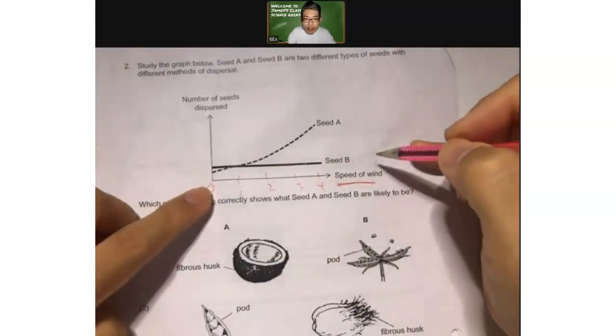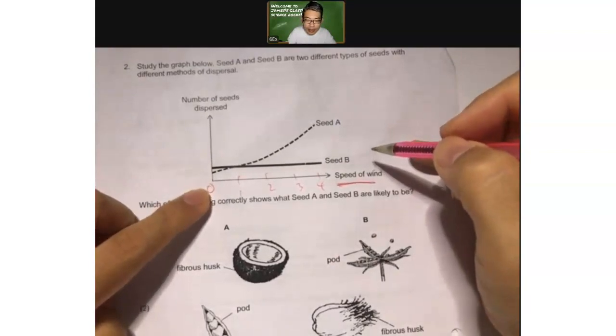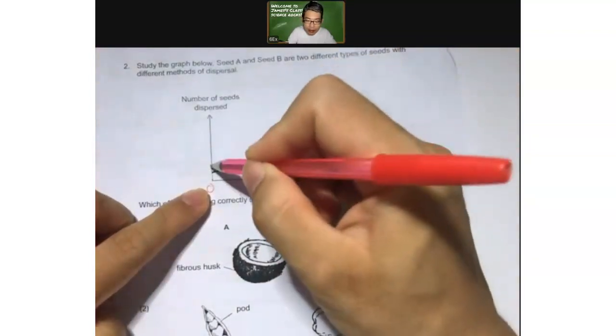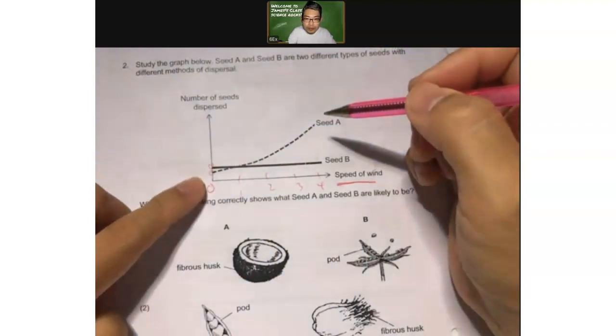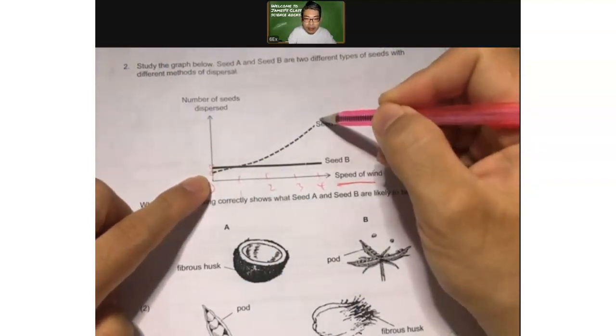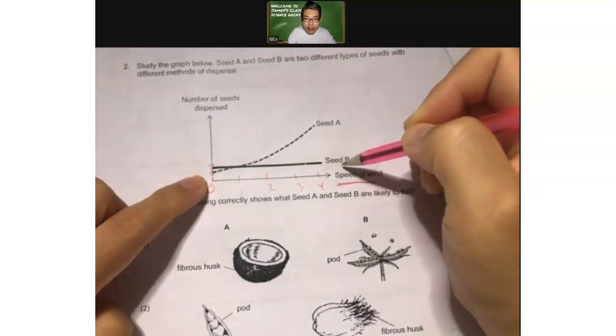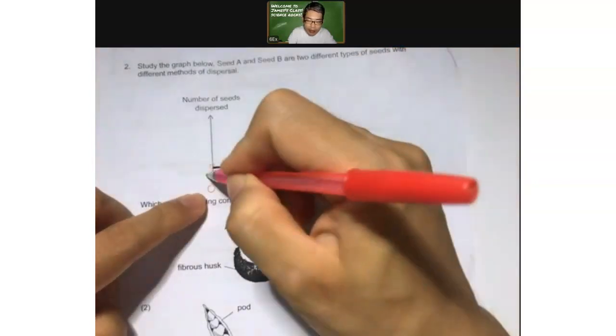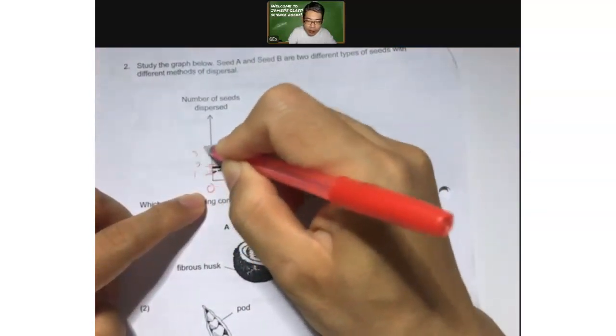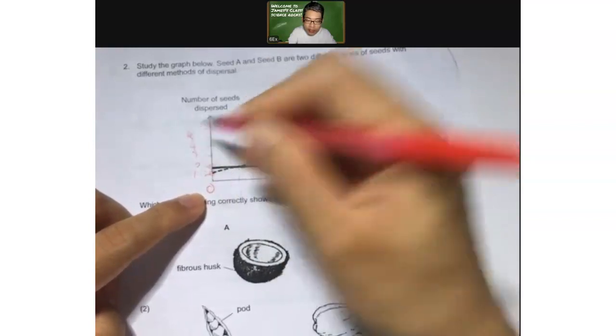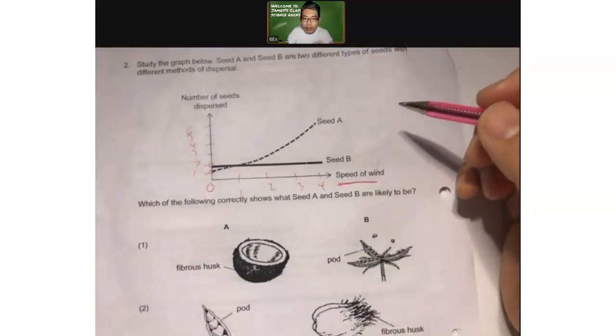If the speed of wind is 0, then they disperse the seeds. Number is nearby a few. For seed A is this number. For seed B is slightly more than seed A. Let's say I give some random number again: 1, 2, 3, 4, 5, 6. Just for us to understand better what it means by larger number, smaller number.